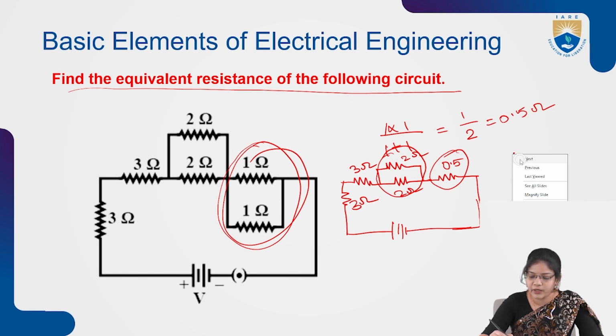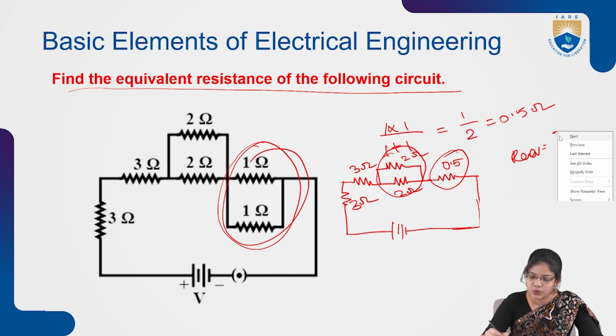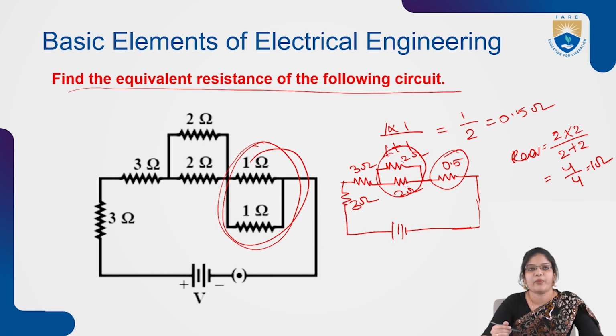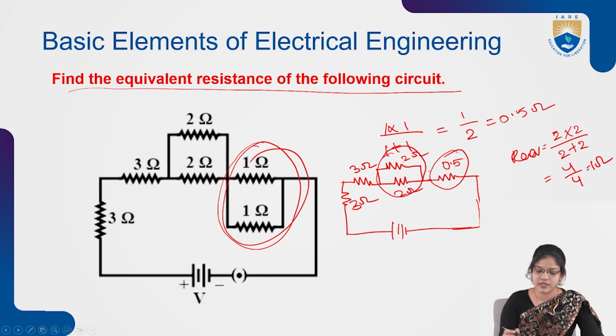Again, the formula will be R equivalent is equals to 2 into 2 by 2 plus 2, which will be 4 by 4, which will be 1 ohm resistance. After reducing these two parallel networks, we got the resistance as 1 ohm.